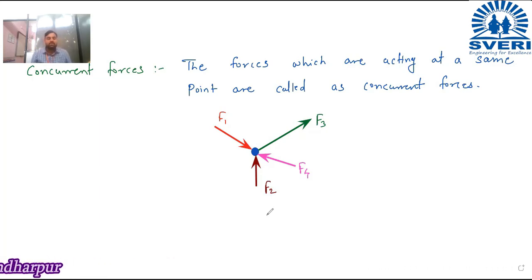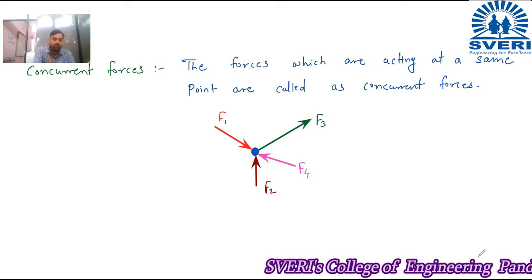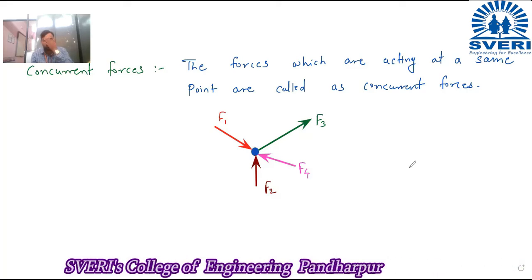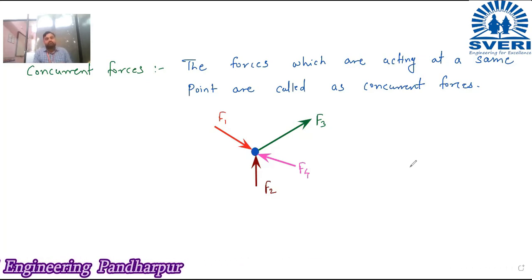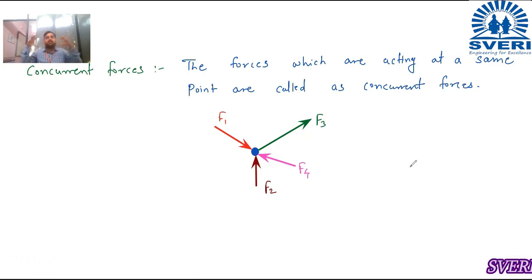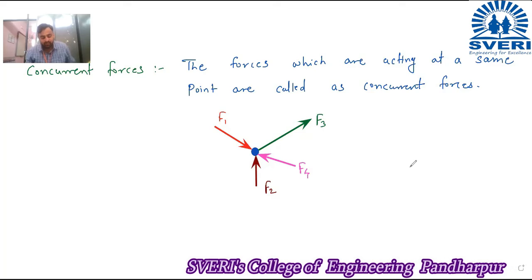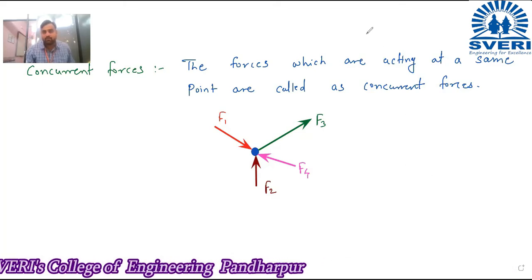Okay, so next is the non-concurrent forces. Next, after that, parallel. Now, you tell me what non-concurrent means. What did I say concurrent is? When the forces are acting at a point. And non-concurrent means it is acting at different points. So that we will see now.